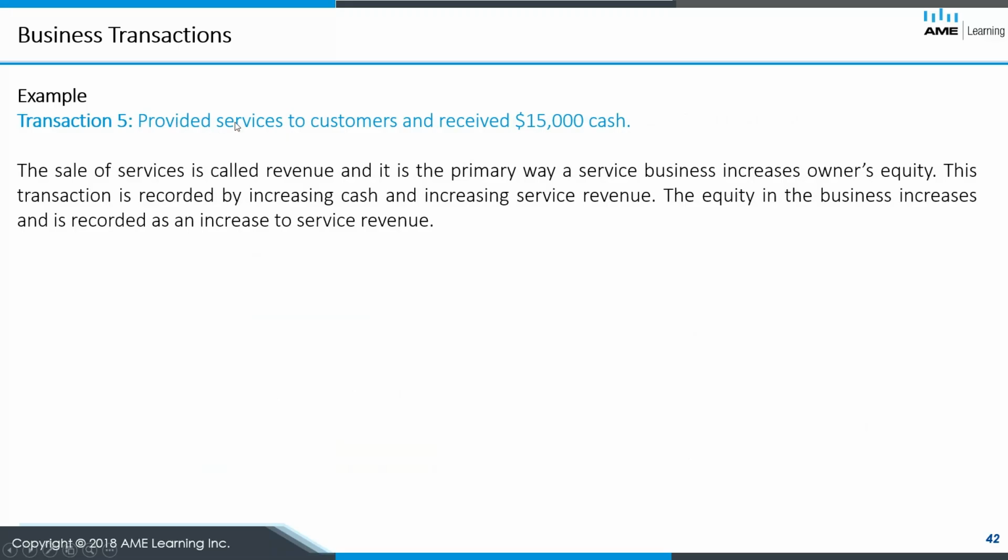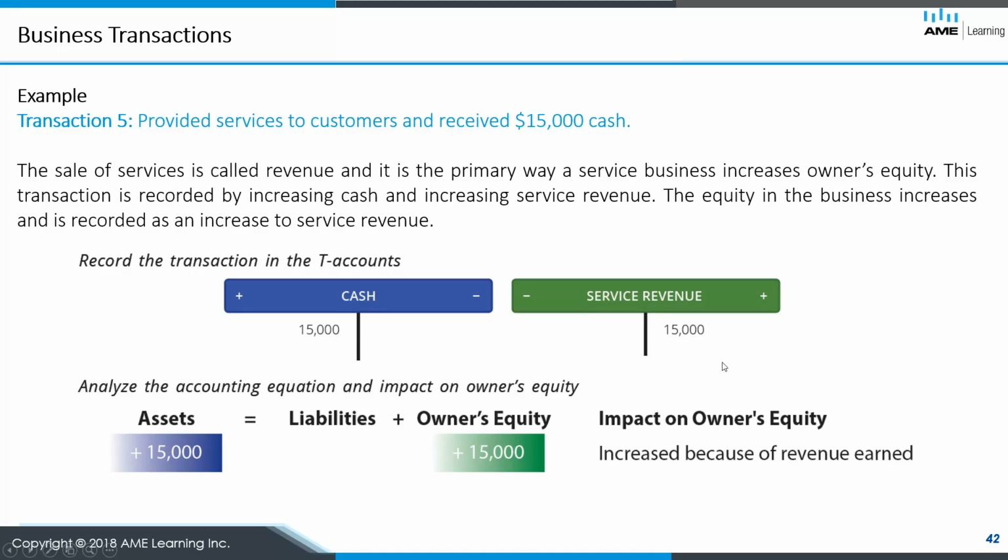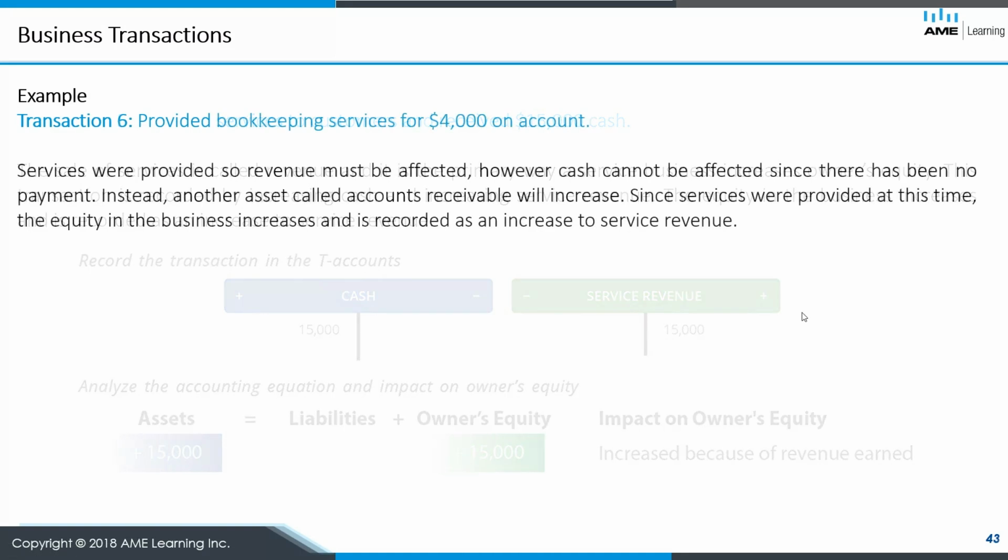All right, in this transaction, we're saying that our business provided services to the customers and just received cash at the same time. So now we would have service revenue and cash. Pretty straightforward. Owner's equity goes up, and that's increases on both sides there.